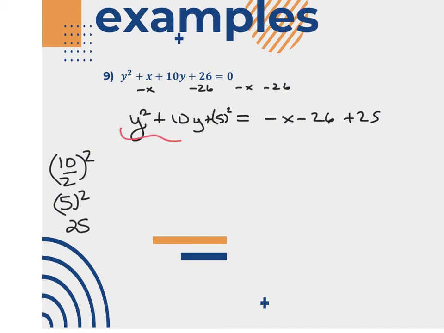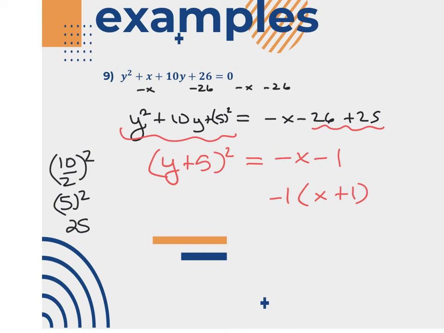I'm going to factor this trinomial. It'll factor into y plus 5 squared. Over here, I can simplify this and get negative x minus 1. I'm going to factor out a negative 1 and get x plus 1 here. And now it's in the correct format. The 4p value is that negative 1. For WebAssign, you don't need to show the negative 1. You can just leave the negative sign.